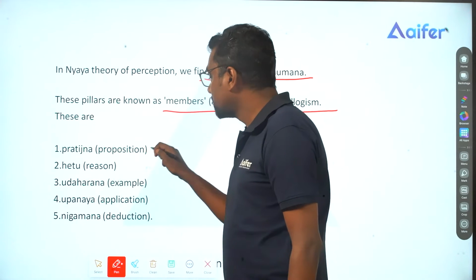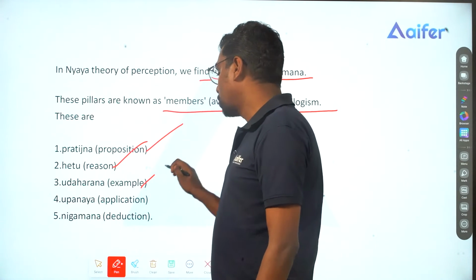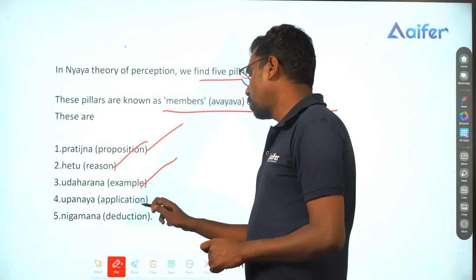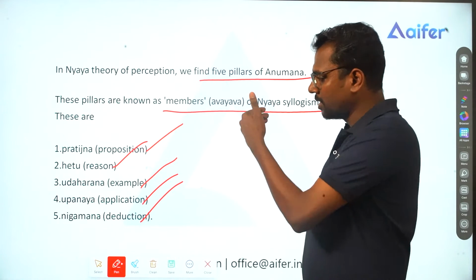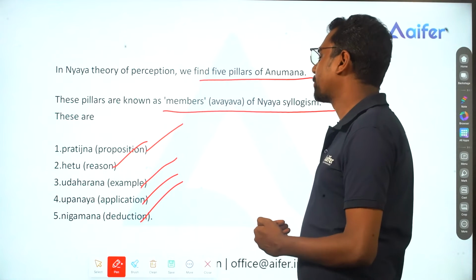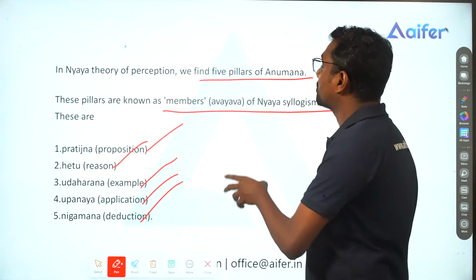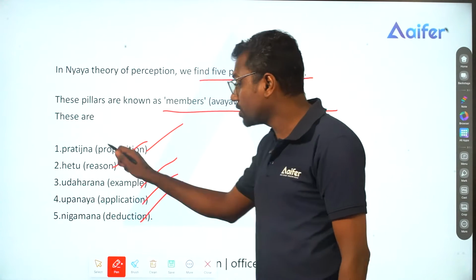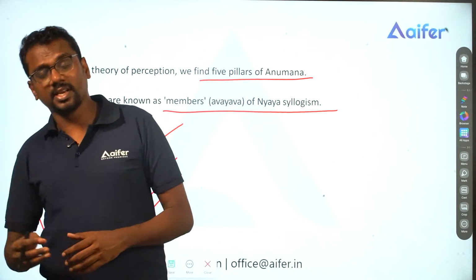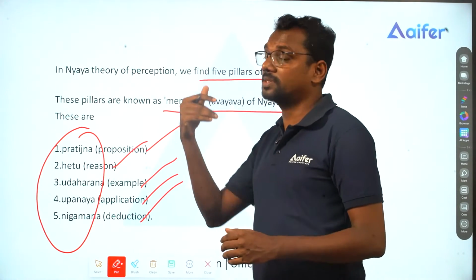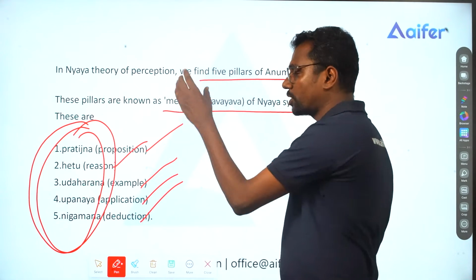We have Pratigna or proposition, Hetu or reason, Udaharana or example, Upanaya or application, Nigamana or deduction. These are the members or avayavas or pillars of Anumana. This order is also important here. When we studied the 6 pramanas, it's not compulsory to study them in that order. But when it comes to the pillars of Anumana, this order is very important.